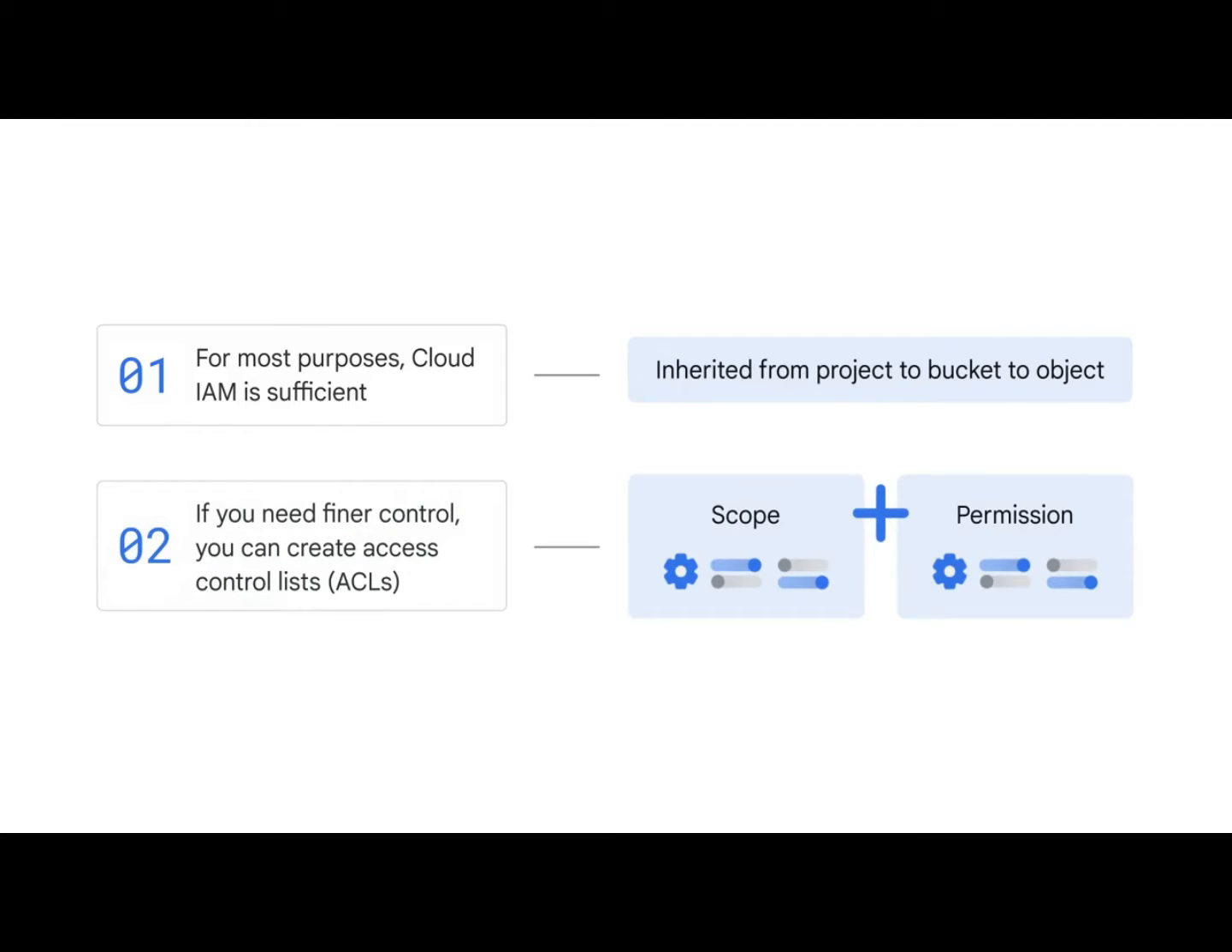There are a couple of options to control user access to objects and buckets. For most purposes, IAM is sufficient. Roles are inherited from project to bucket to object. If you need finer control, you can create access control lists. Each access control list consists of two pieces of information. The first is a scope, which defines who can access and perform an action. This can be a specific user or group of users. The second is a permission, which defines what actions can be performed, like read or write.